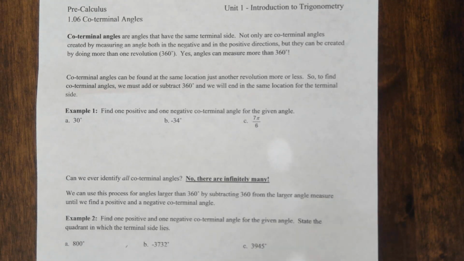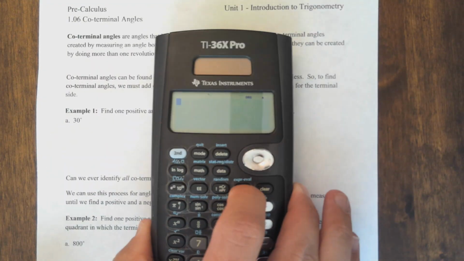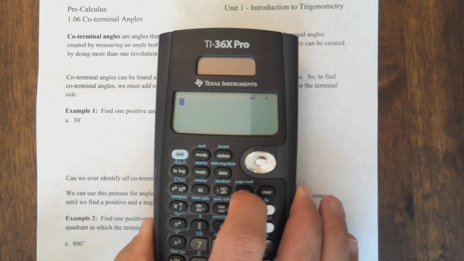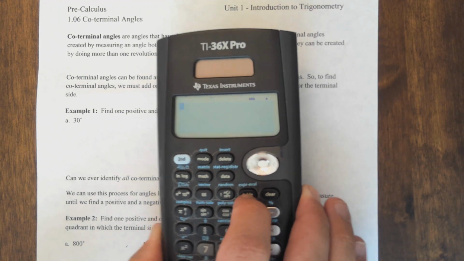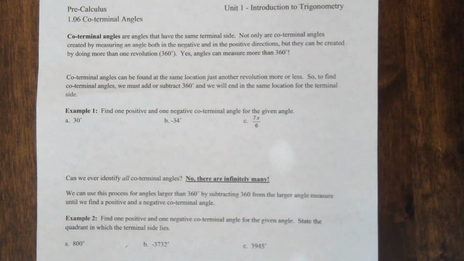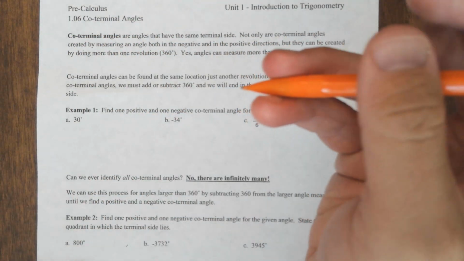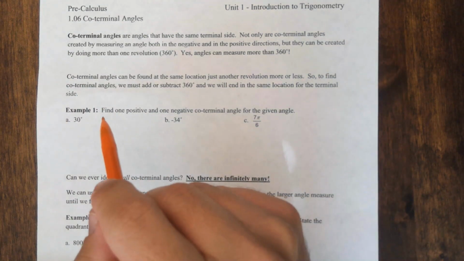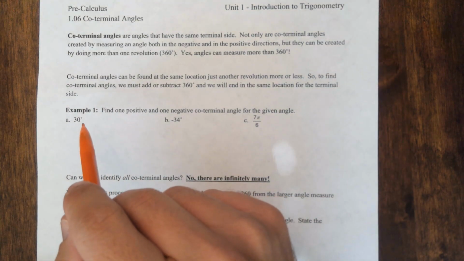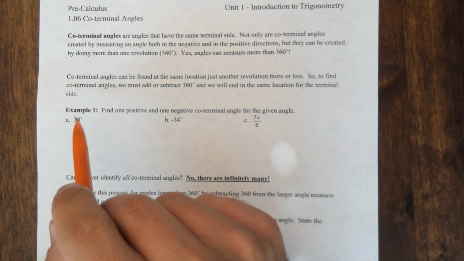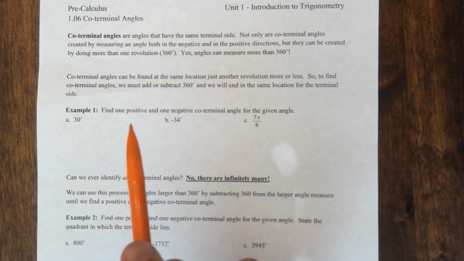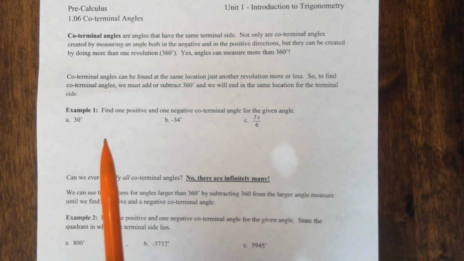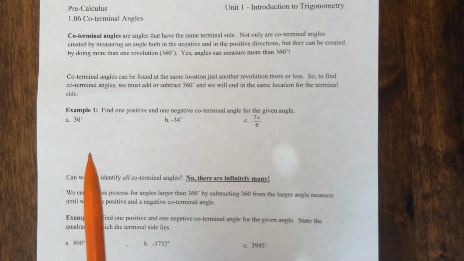So let's look at these first examples here. And again, I would suggest if you have the option to, please have access to your TI-36X. If you do, it's going to make it a lot easier, especially when you're dealing with radians. So it wants me to find one other positive and negative coterminal angle. What that means is, you cannot use the given angle. Yes, this is a positive angle right now, but I need to find another positive angle. Let's look at what that means.